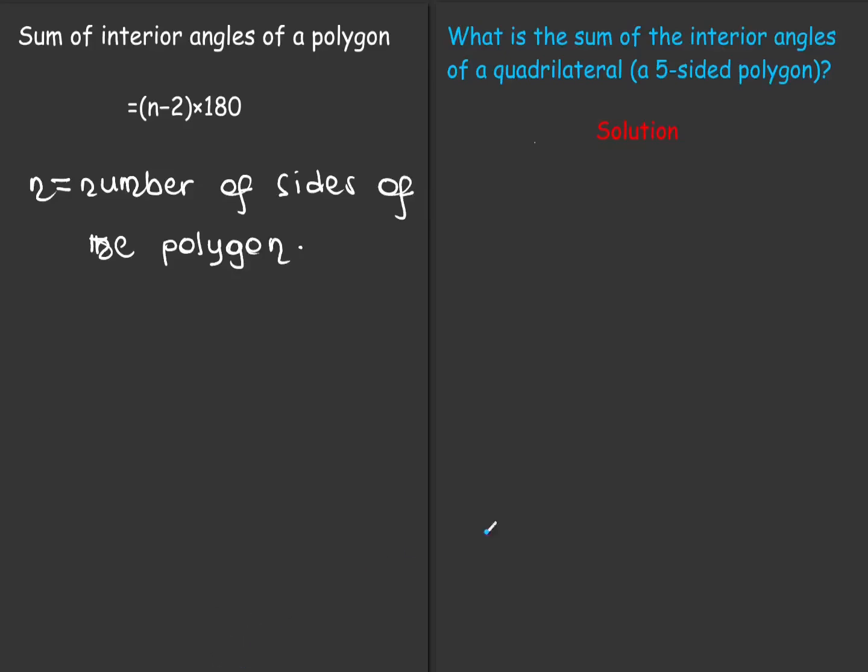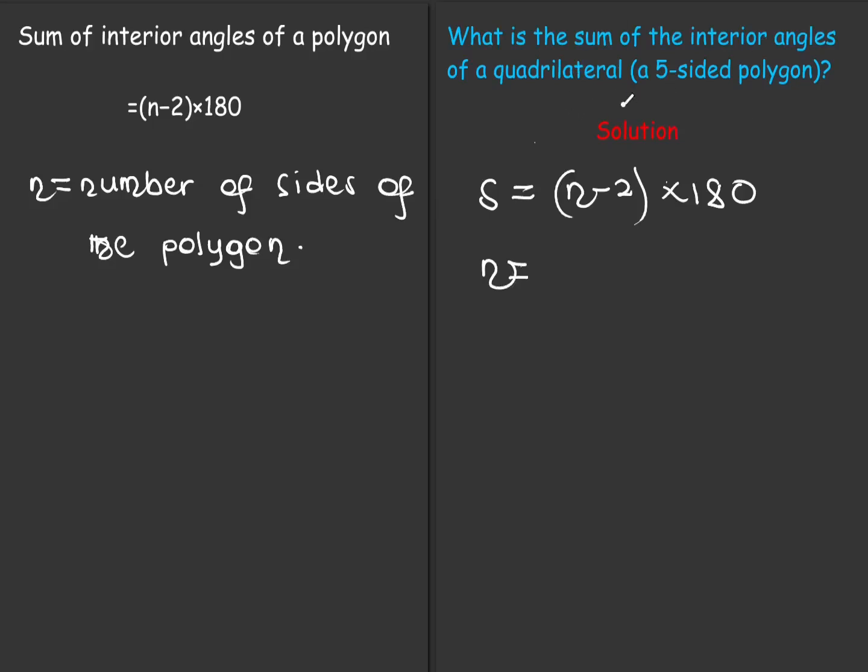Starting with the basic ones, it says, what is the sum of interior angles of a quadrilateral? Now, how do we go about it? First of all, we know that the sum of interior angles, S, is equal to (n minus 2) times 180, and your n is the number of sides.